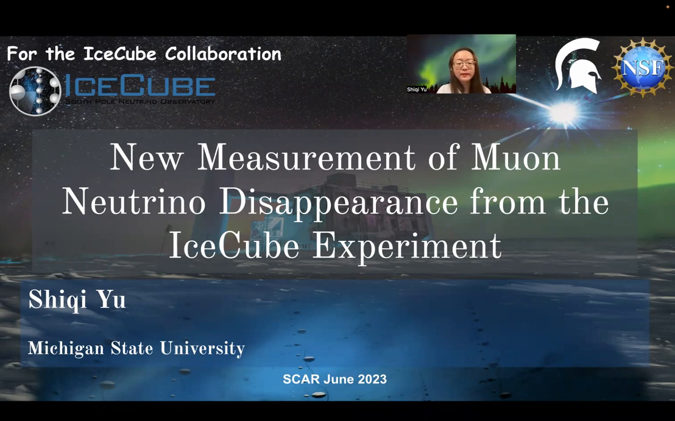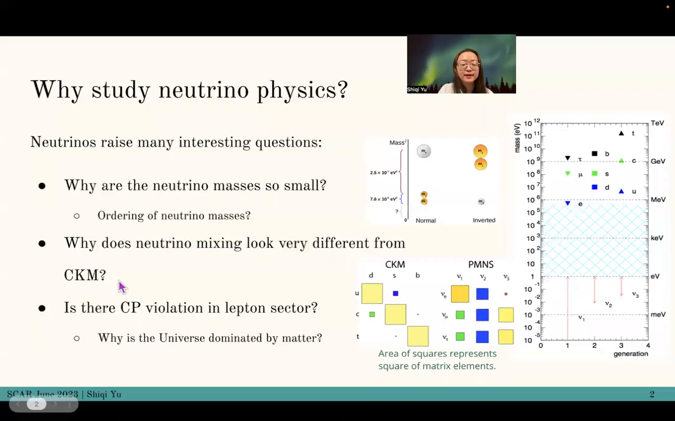Hello everyone, I'm going to share with you our new measurement of muon neutrino disappearance using IceCube. IceCube can not only be used for astrophysics using high-energy neutrinos, but also be used to probe neutrino physics using low-energy neutrinos. Neutrinos raise many interesting questions themselves, such as why their masses are so tiny.